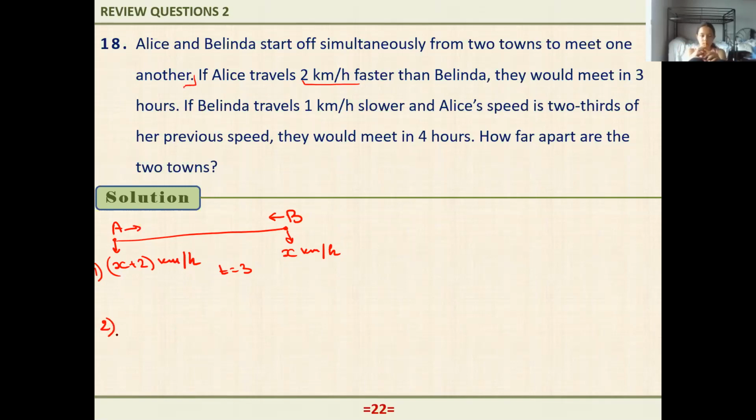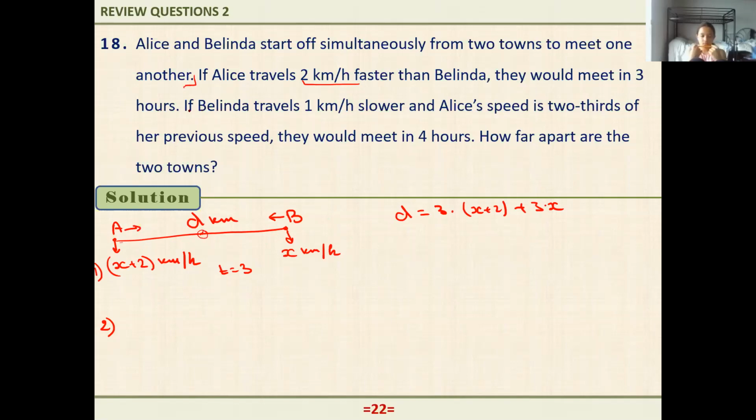I can just write here, what is the distance between these two towns? We don't know. Let's say it is d kilometers. So here d is equal to 3 times (x plus 2) plus 3 times x, right? Because after t hours, this girl travels this much, and this girl travels this much, and they meet each other here.